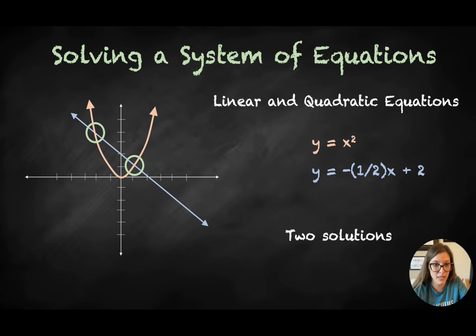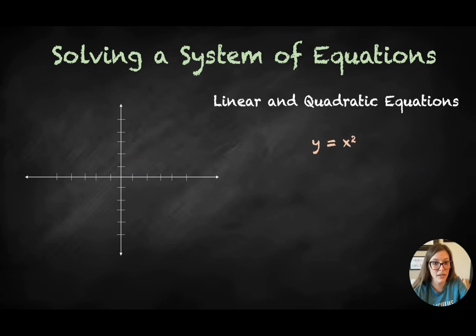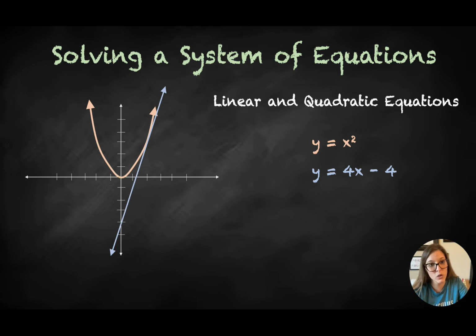So here's another example. Keeping y equals x squared, we can change our line to now have y equals 4x minus 4. And when we graph it, it looks something like this. And you see that the blue line is actually tangent to the orange curve. And it's tangent at this point. So this is the point where both of those things are true. It's the point where they cross. And in this case, we only have one solution, that one point.